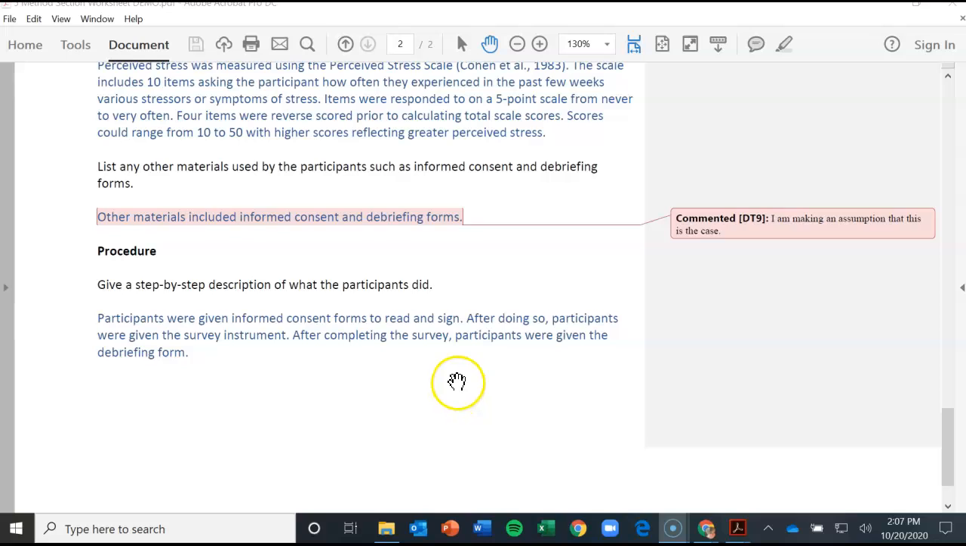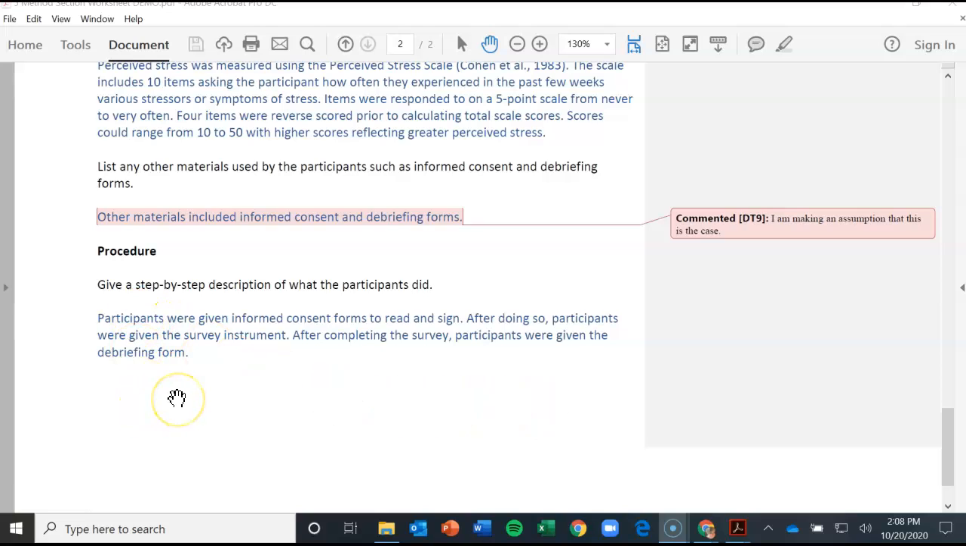Now here I had to make some assumptions, given that Pallant is teaching a methods course and having her students collect data. I assume they used an informed consent and debriefing form because everybody has to. So you could say that other materials included informed consent and debriefing forms.